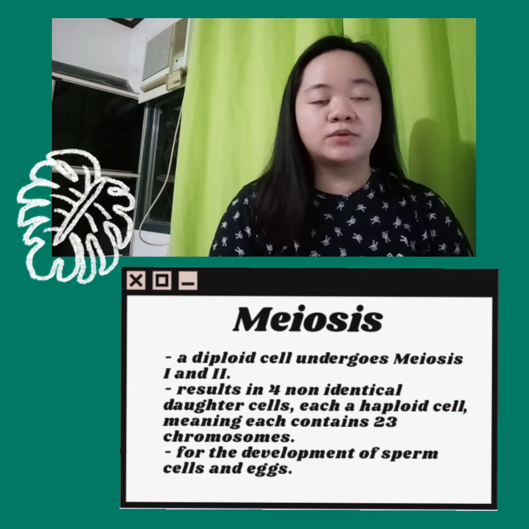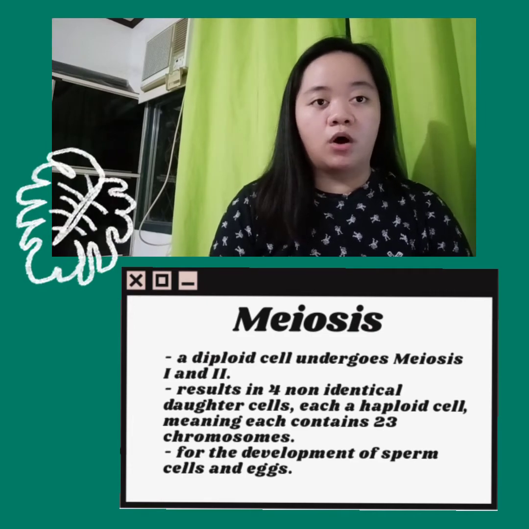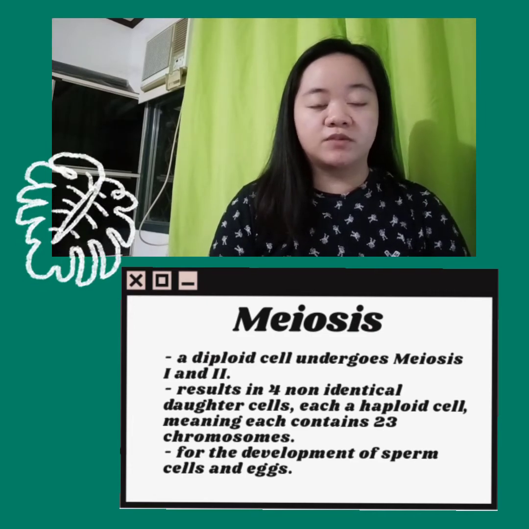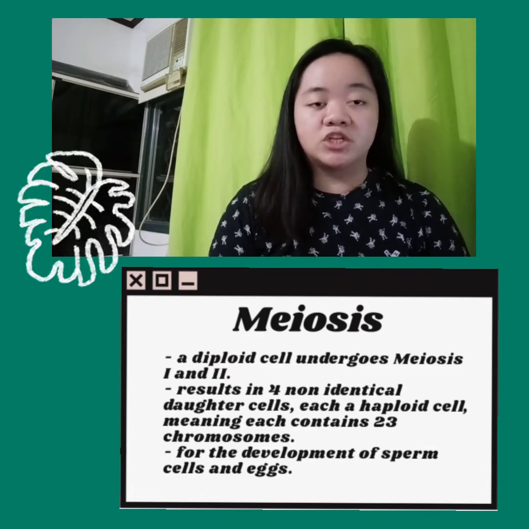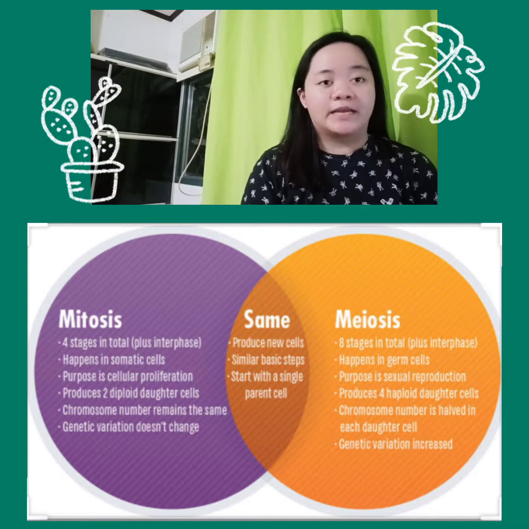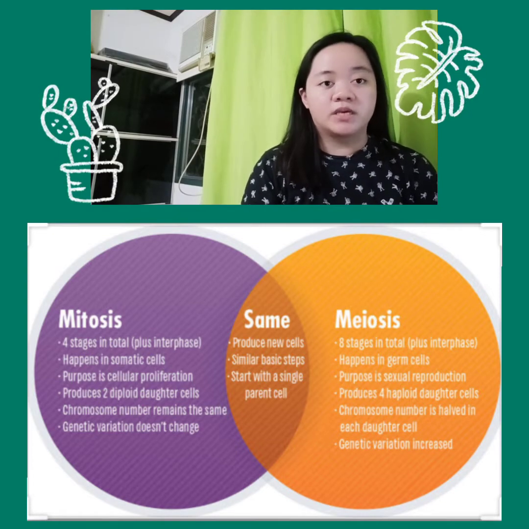Meiosis is a process required for the production of eggs in females, which is called oogenesis, and sperm cells for male, which is called spermatogenesis, and both are required for sexual reproduction. So let's get started in identifying the differences between mitosis and meiosis. On the left side here, we have mitosis. On the right, we have meiosis.